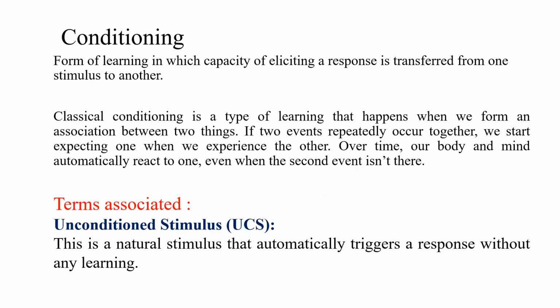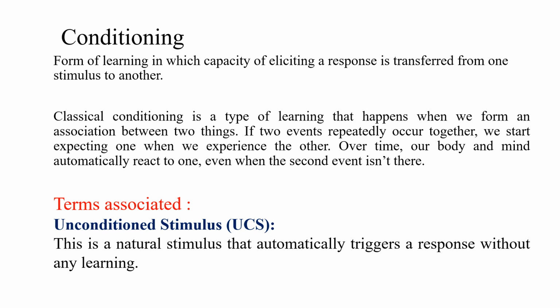It's a form of learning in which the capacity of eliciting a response is transferred from one stimulus to another. It is a type of learning that happens when we form an association between two things. If two events repeatedly occur together, we start expecting one when we experience the other. Over time, our body and mind automatically react to one even when the second event isn't there.